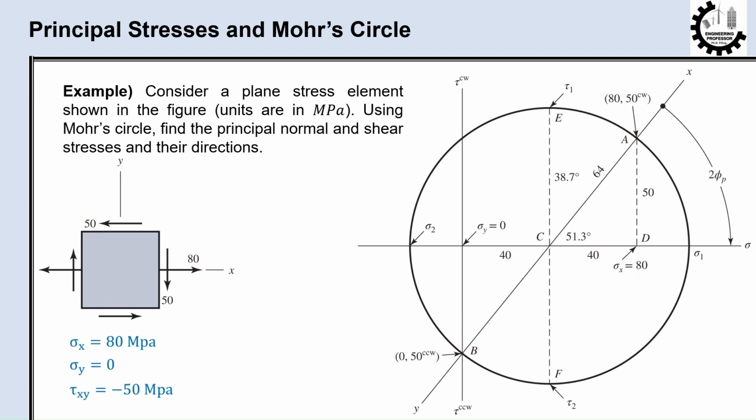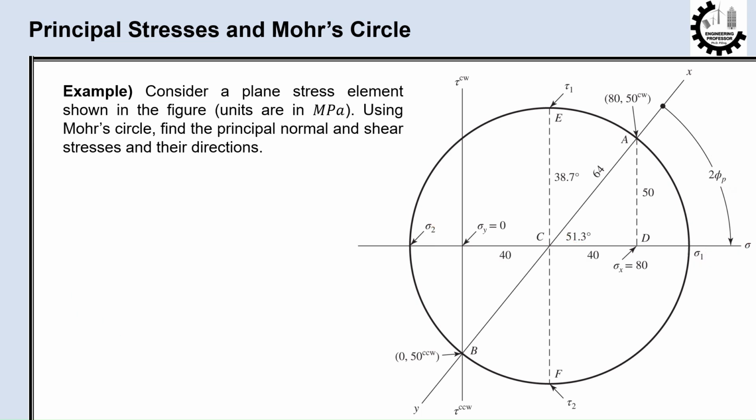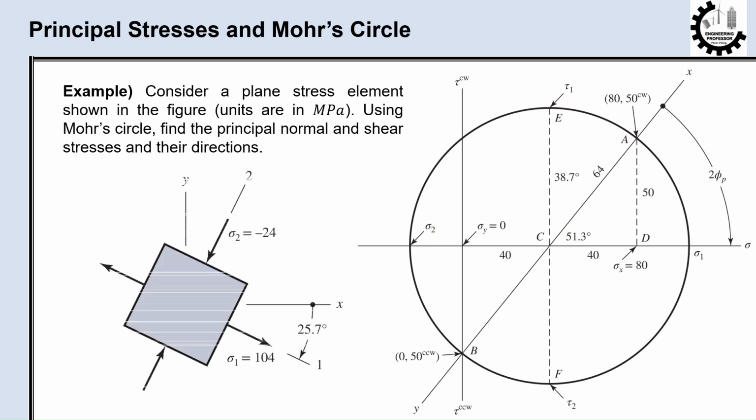Now, let's find the principal stresses. The intersection of the circle with the sigma axis locates the principal normal stresses, sigma 1 and sigma 2. Sigma 1 is OC plus radius, which will be 40 plus 64 equals 104. And sigma 2 is OC minus radius, which will be 40 minus 64 equals negative 24. The angle 2 phi sub p, which is the angle from the x-axis to sigma 1 in the clockwise direction, is calculated by tangent inverse of 50 over 40, which is 51.3 degrees. You can see sigma 1 and sigma 2, which are respectively 104 and negative 24 megapascals.